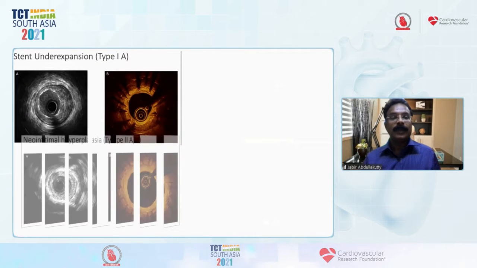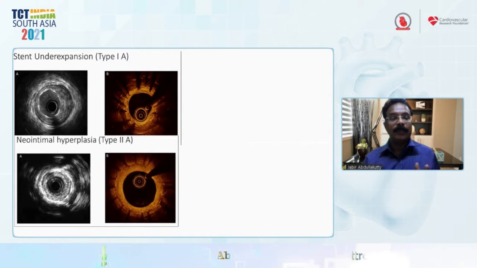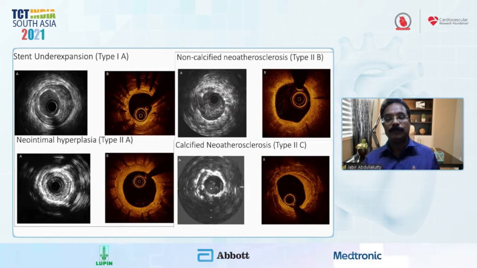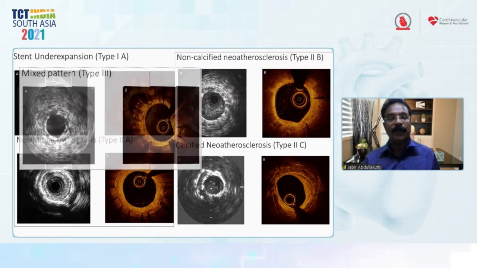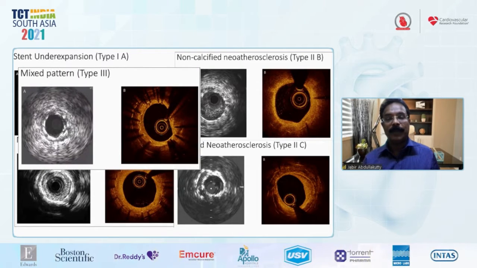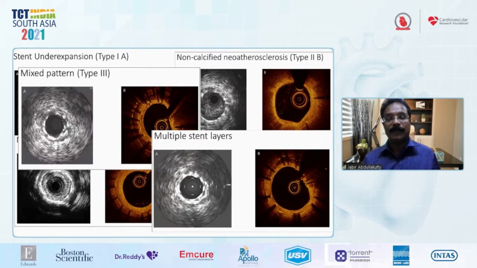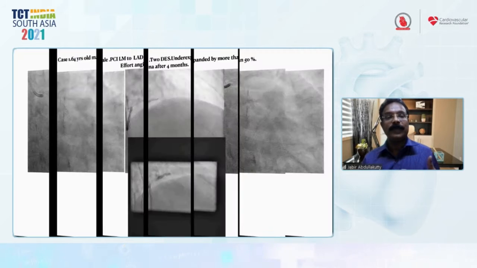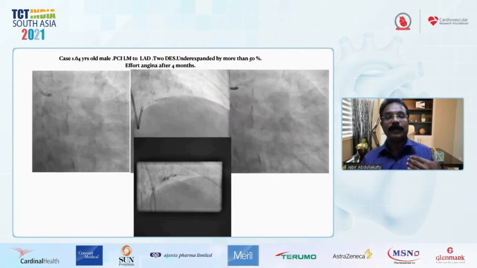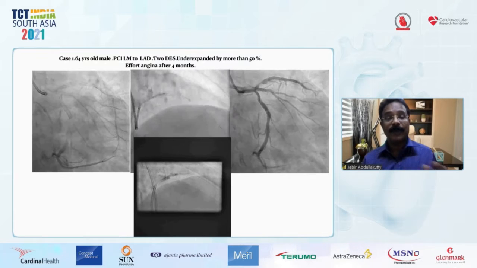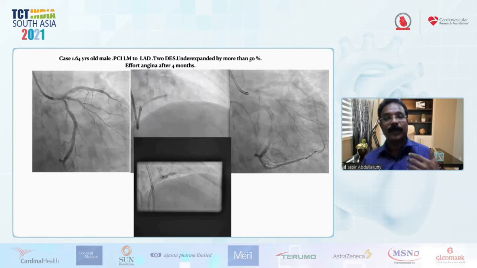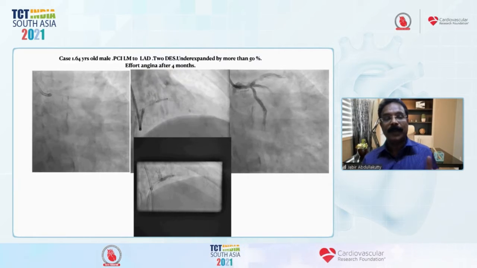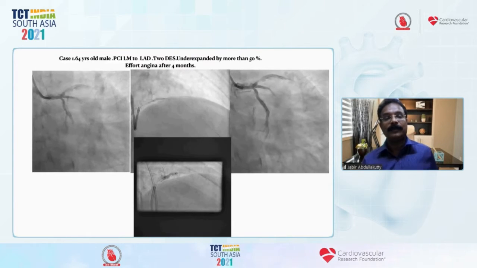So this is stent under-expansion, type 1A; neointimal hyperplasia, type 2A; non-calcified neoatherosclerosis, type 2B; the calcified one, type 2C; mixed pattern, type 3; and multiple stent layers, which is type 5. I'll show a few cases. The first case is a 64 year old male who had undergone a PCI to the LAD, in fact from left main to LAD. This was done elsewhere. At that time, they put 2 stents, one from LM to LAD and another overlapping stent to the distal part.